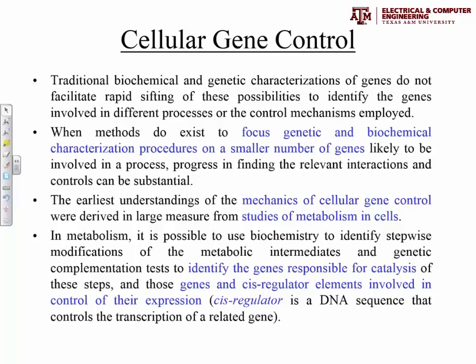However, when methods do exist to focus genetic and biochemical characterization procedures on a smaller number of genes likely to be involved in a process, progress in finding the relevant interactions and controls can be substantial, right? And a good example of that is metabolism, right?